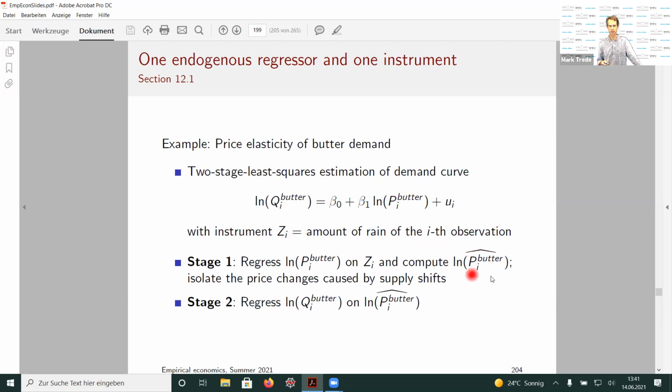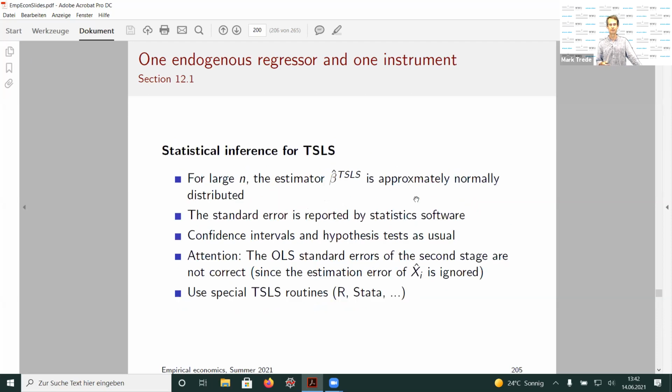We compute the predicted values. The predicted values are the good component because they are uncorrelated with the error term. We use the good component to run this regression equation, but we substitute the regressor by its good component only. That's the approach for two-stage least squares. And that's a good point to stop for today.